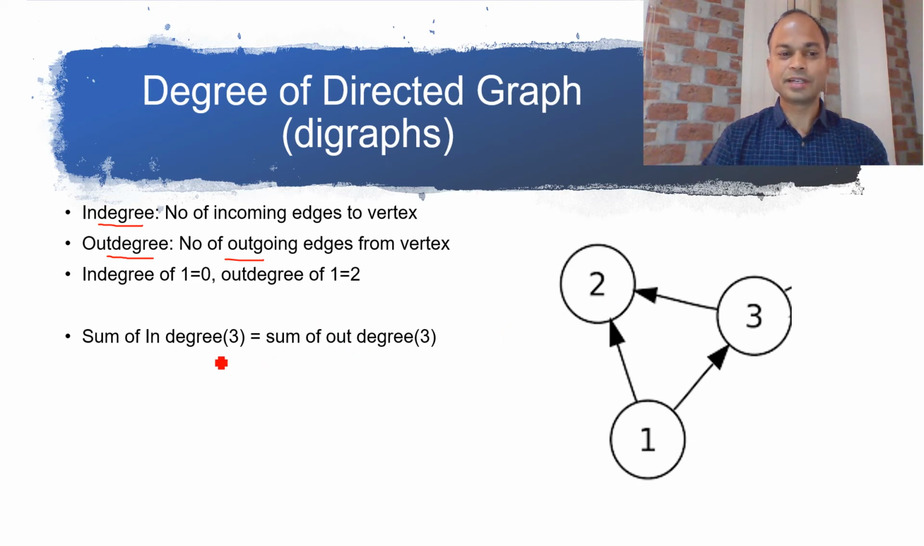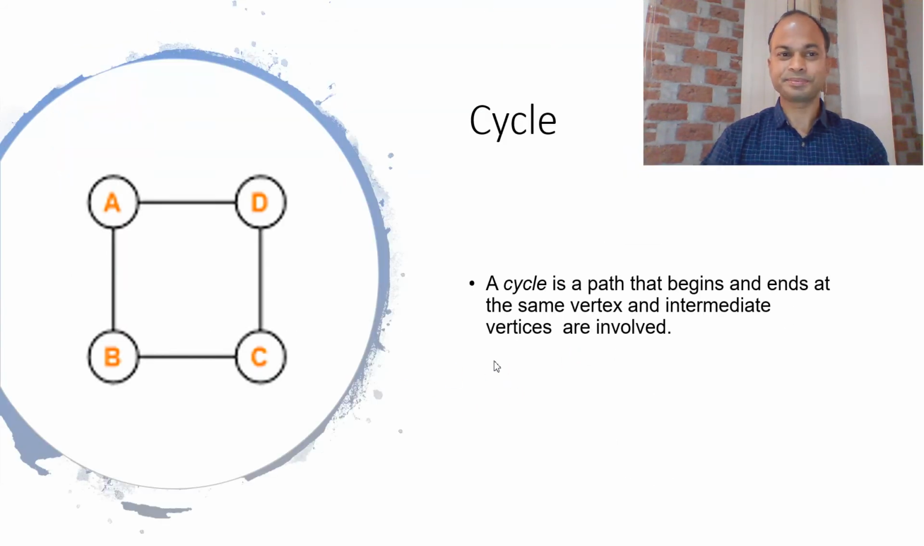Further, we have a very important result. The sum of in degrees equals the sum of out degrees. In this case, the sum of in degrees equals 3 and the sum of out degrees equals 3. So both the results are the same.